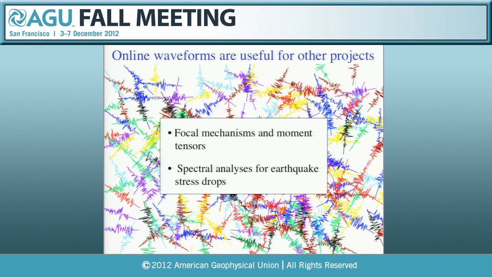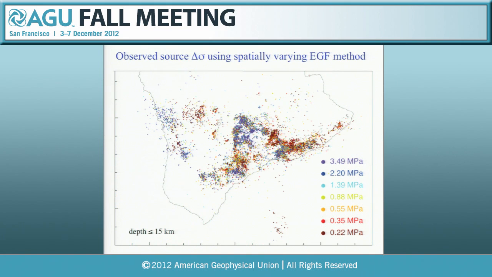What we do is we routinely compute the spectra for the body waves, and then we have a method that has some similarities to the source-specific station term approach that gives you a spatially varying empirical Green's function that you can use to correct the source spectra and then use a theoretical source model to estimate the stress drops.